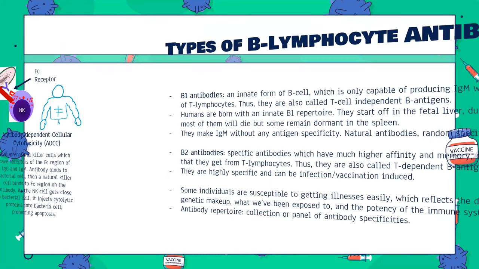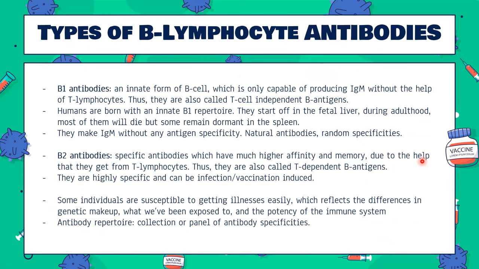Now, our B lymphocyte antibodies can very broadly be categorized into the innate form and the specific form. The innate form does not mean that they are part of the innate immune system, just that they are present at birth. They are part of your innate repertoire. They are part of your entourage, let's say. They start off in the fetal liver, and then during adulthood, most of them will die, but some of them remain dormant in the spleen. They make IgM without any antigen specificity, right? So they are natural antibodies with random specificities. They are already preformed, like you're not making new ones, which is why they're considered innate.